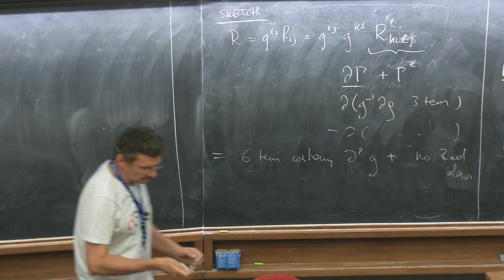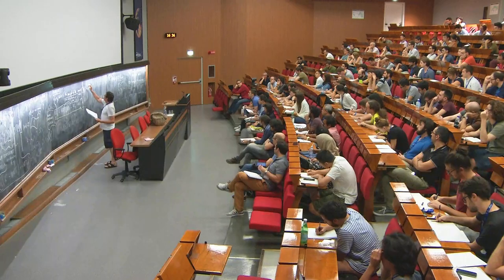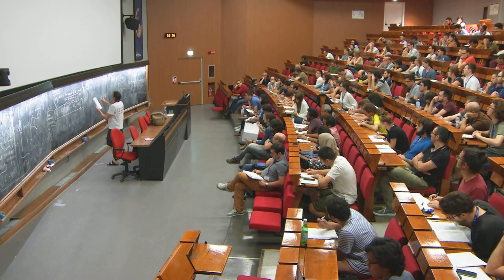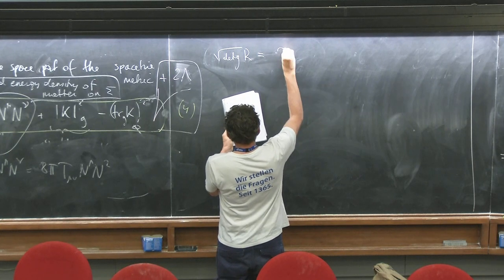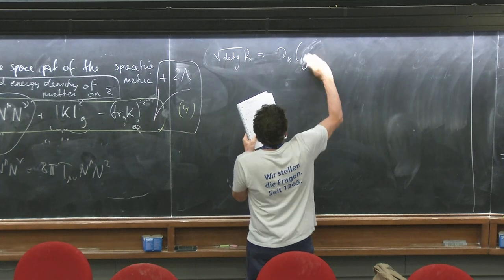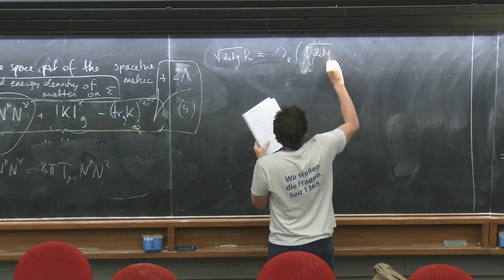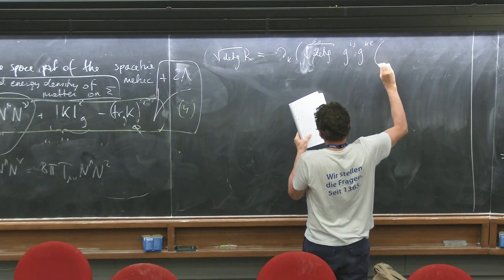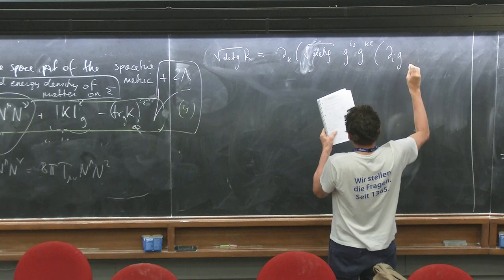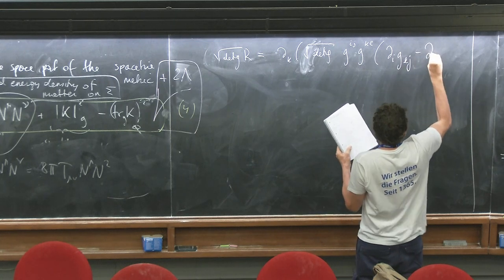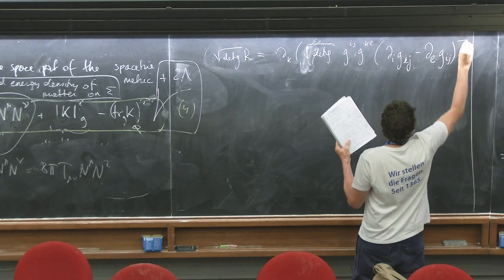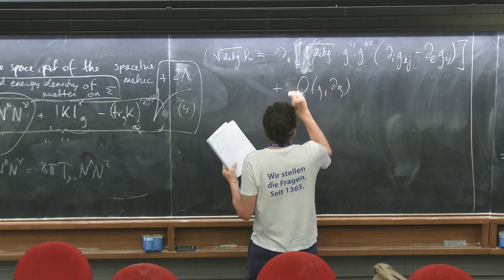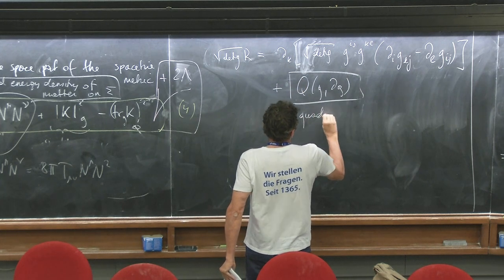And the end result is that, for some reasons which I'm going to explain right away, I'm going to multiply this by the determinant of g. And the formula is this. So it's d_k ( sqrt(g) ( g^{ij} g^{kl} ( d_i g_{lj} minus d_l g_{ij} ) ) ) plus Q(g, dg). Now the metric is Riemannian, so I don't need to put absolute values. And this thing Q is quadratic in the derivatives of g.